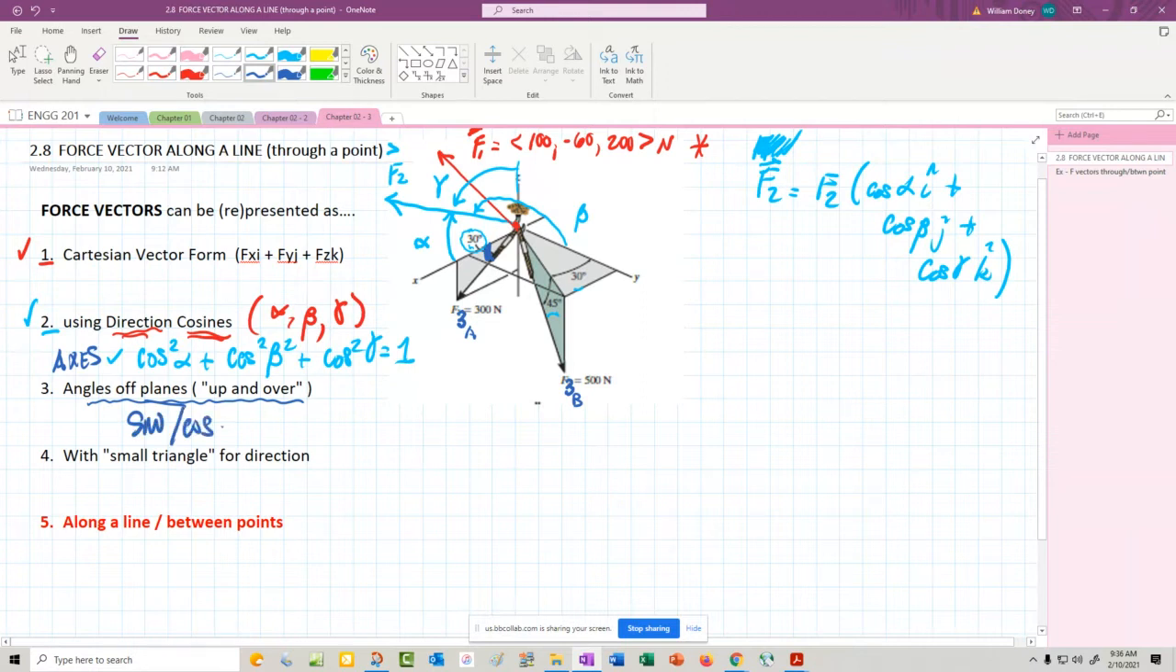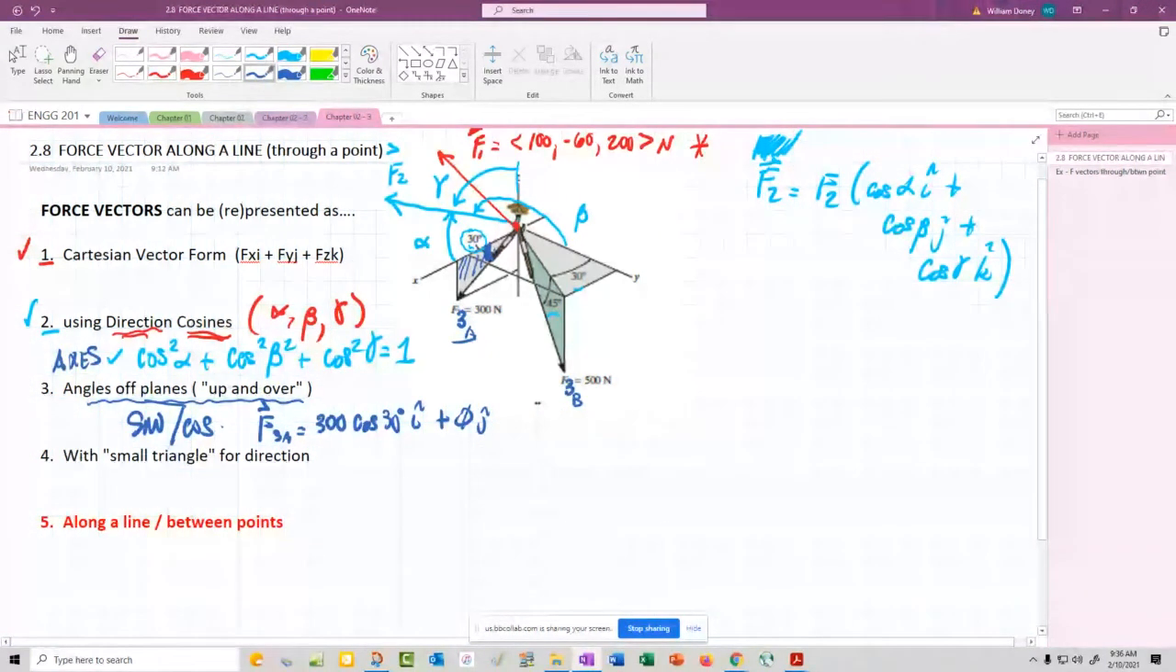And when we're given the angle off planes, we can use sine and cosine to find the components. So the first one here, F3A, if we're going to build that, that would be the magnitude. The x-axis would be cosine of 30 in the i direction, plus 0 in the y direction because it's off that plane. That's what that shaded triangle is showing us. It sits in the xz plane.